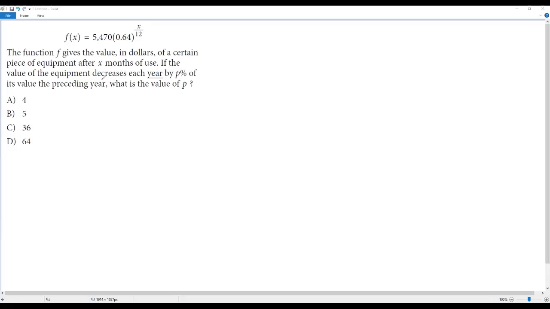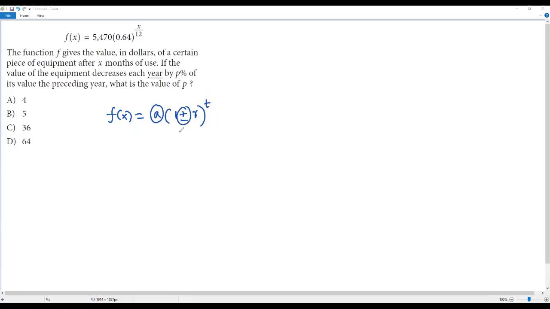If the value of the equipment decreases each year by p percentage of its value the preceding year, what is the value of p? So usually when we have an exponential growth or decay function, we write it as f of x equals a times 1 plus or minus r to the power of t. Here a is the initial value of f of x. That is, a represents the value of f of x when t is equal to 0.